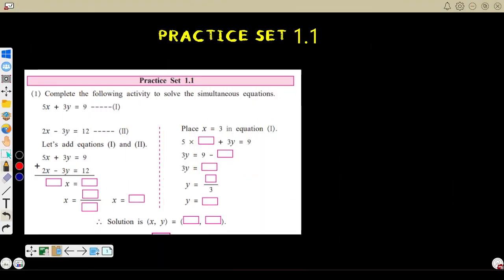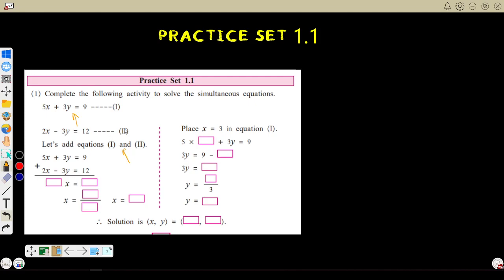Fine. So the very first question in practice set 1.1 is actually an activity. In activity, we don't have to actually solve the given equations. Everything is done for you. You have some boxes that you need to fill. So look at this. You have two equations. First is 5x plus 3y is equal to 9 and the second equation is 2x minus 3y is equal to 12.